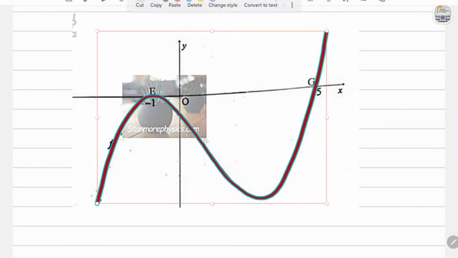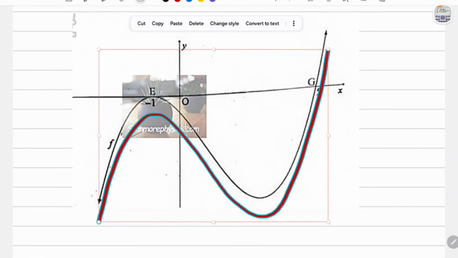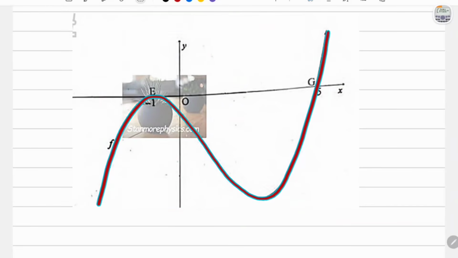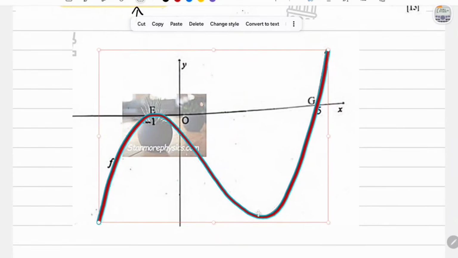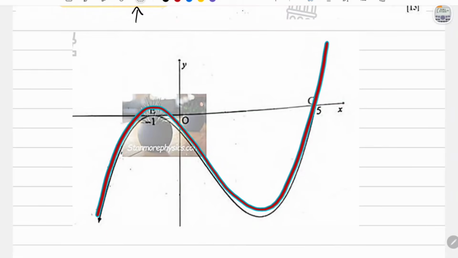If you took this graph and moved it down, look at what happens. See the issue here? No roots here, and you only have one root. So clearly moving it down is not an option. We need to move it up. So moving it back to its original position, if you move it up, what happens? Okay, so let's just move it up just by a little bit.